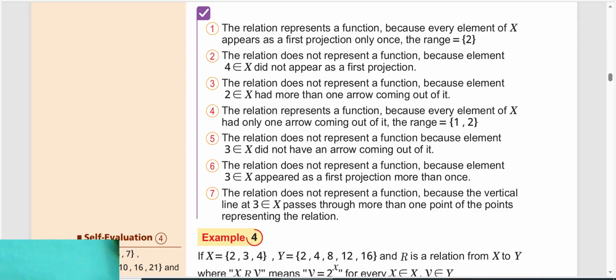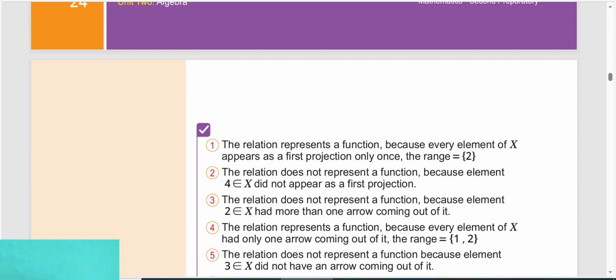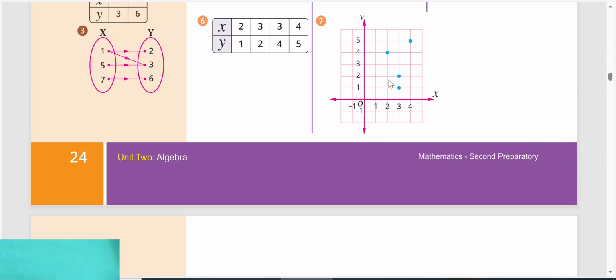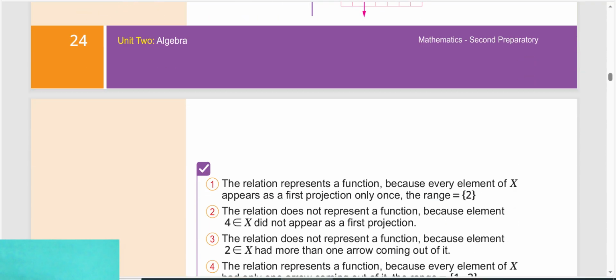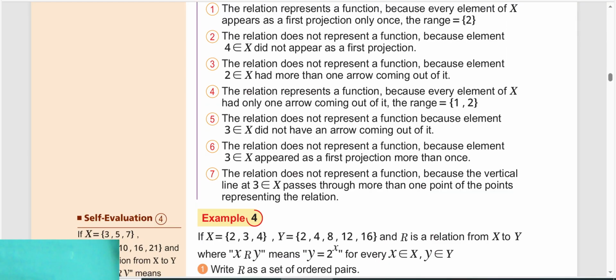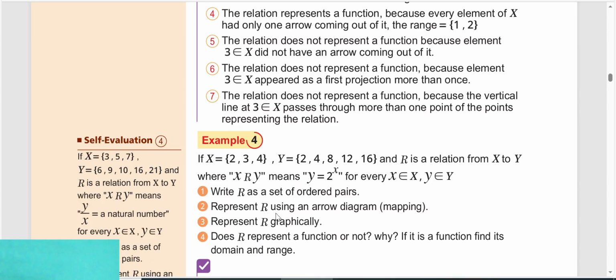Okay, and the answer down here, like question 7. Look at here, question 7 here, not a function, because the vertical line has 2 points. The reason the relation doesn't represent a function is because the vertical line at x equal 3 passes through more than one point of the points representing the relation.